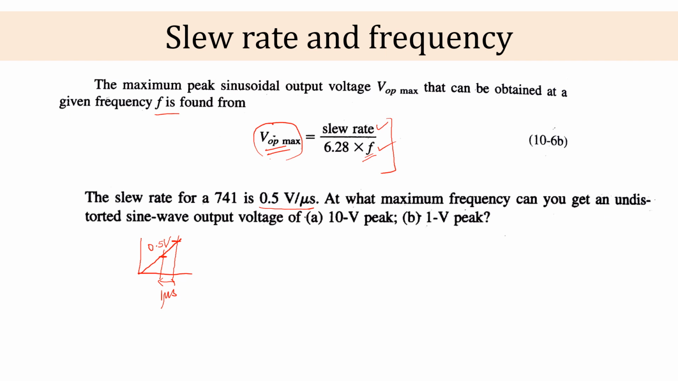So now slew rate is also given. We know what is slew rate, that is 0.5 volt per microsecond. We know this relationship, so we can consider either we can calculate the frequency for a given value of peak, or vice versa. If frequency is given to us we can judge what is the maximum output that could be withdrawn from an operational amplifier.